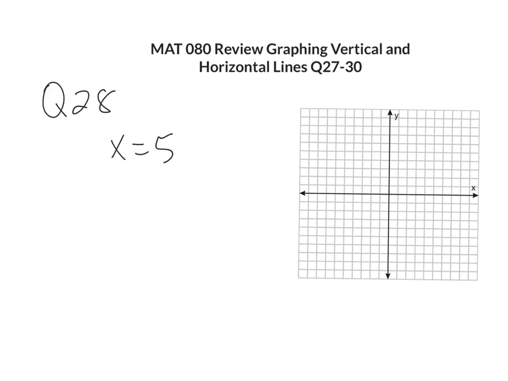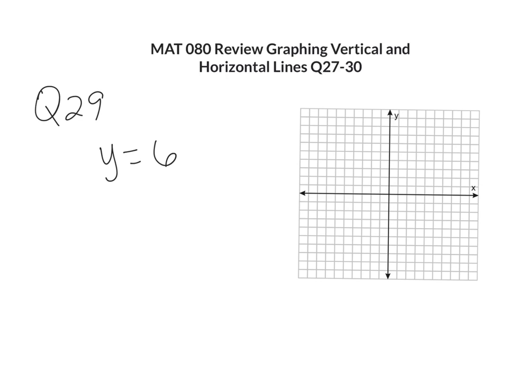Here we have x equals 5. When you have x equals something without y at all in there, it's going to be a vertical line. So you're going to find where x equals 5. 1, 2, 3, 4, 5. And then draw a vertical line.